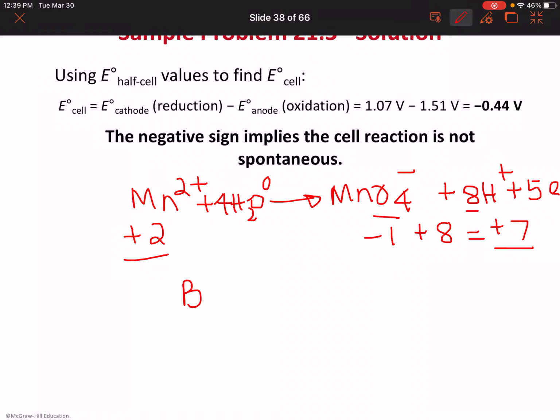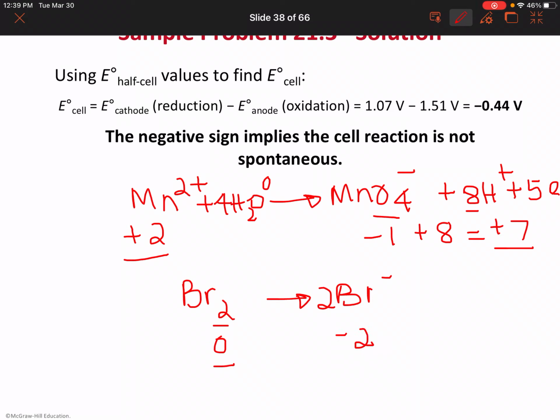Bromine, Br2 goes to Br minus. How do we balance this? There are 2 bromine here, so you have to put 2 right there. We don't have any other atoms. Now we need to balance oxidation numbers. Bromine charge is 0. 2 Br minus is a negative 2.